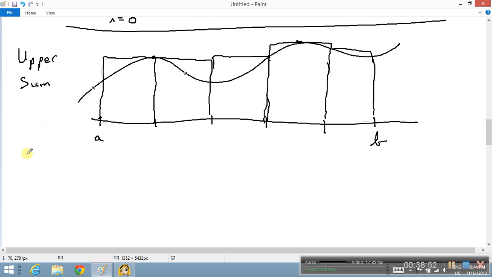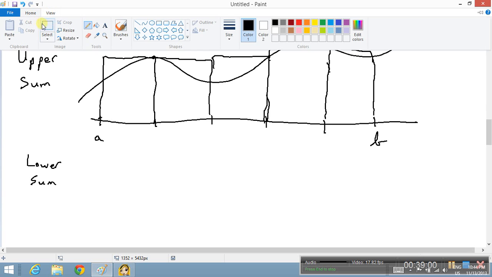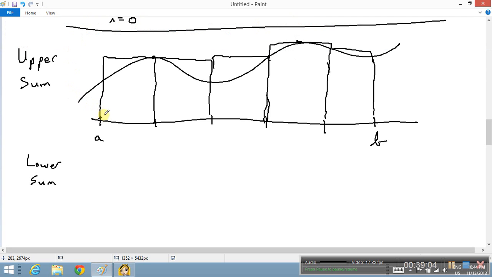But here's the thing. What if you now turn around and do the lower sum? The lower sum does the same thing, except let's change colors. Do it in red. So the lower sum looks at the same subinterval and says, I want to pick the smallest value of the function, which would be right here. And I'll use this rectangle.